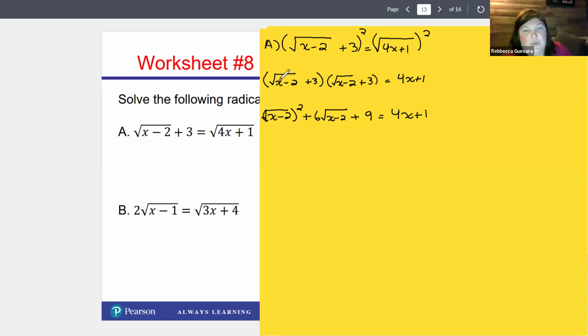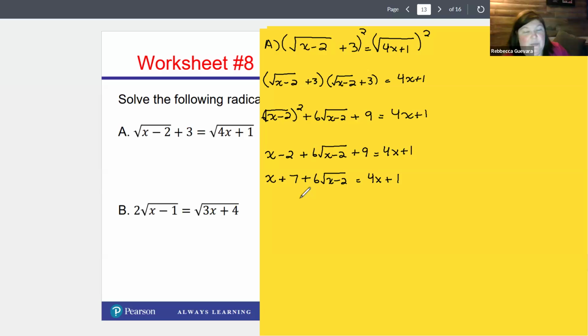So we had a square root here that was squared. So we're just going to be left with x minus 2 plus 6 square root of x minus 2 plus 9 equals 4x plus 1. If I simplify this one side, I have x plus 7 plus 6 square root of x minus 2, and we have 4x plus 1.